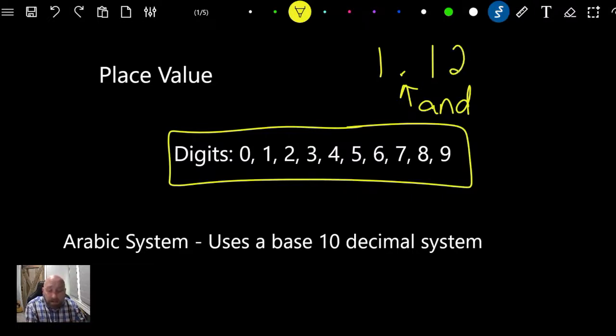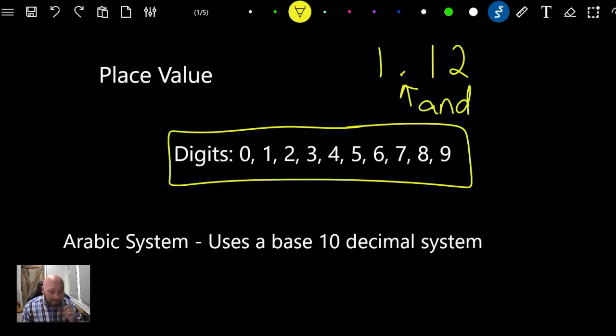If we had another number, so 1 and 12, because that's a 12 right there, right? 1 and 2 together is a 12. You would say 1 and 12 hundredths, because now this is the hundredths place over there. Not the hundreds place, hundredths place. There's a little bit of a difference.